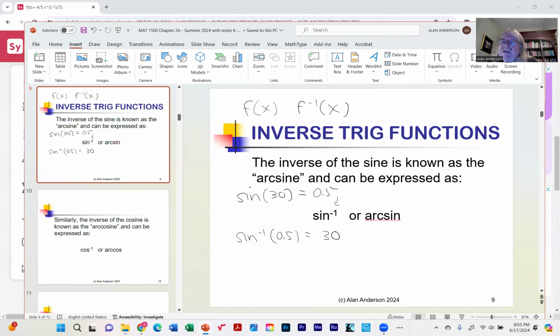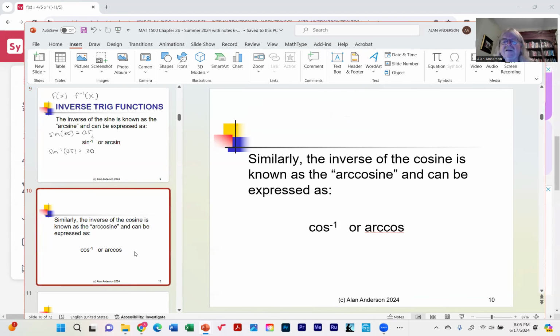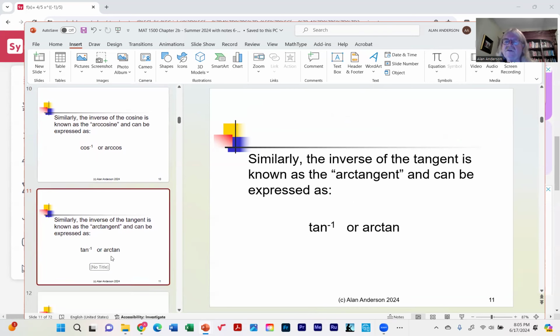But as long as you recognize that all you're trying to do is reverse the process. Instead of solving for the sine of an angle, you're solving for the angle of a given sine. And then we got the same thing for all the others. There's an arc cosine, there's an arc tangent. You know, we have one for all of them.